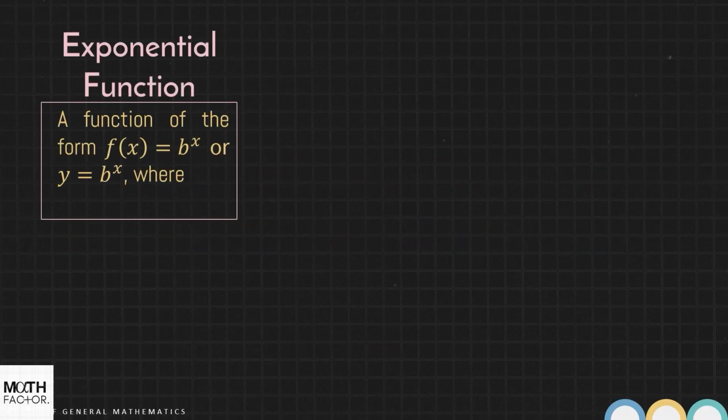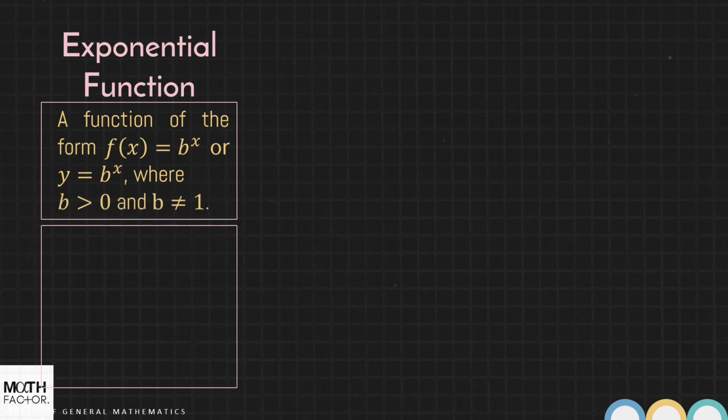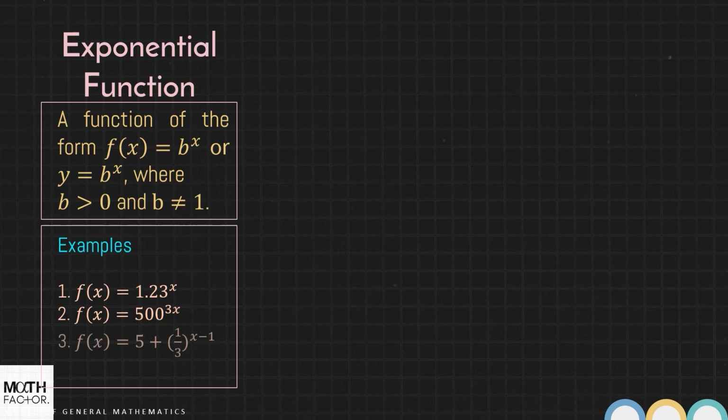Exponential function is a function of the form f of x equal to b raised to x, or y is equal to b raised to x, where b is greater than 0 and not equal to 1. For example, f of x equal to 1.23 raised to x, f of x equal to 500 raised to 3x, and f of x equal to 5 plus 1/3 raised to x minus 1.